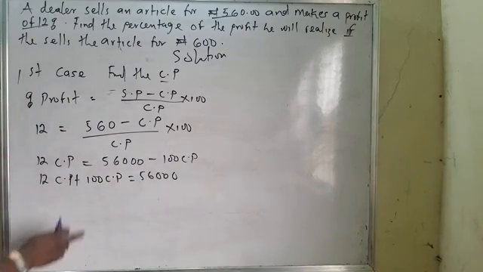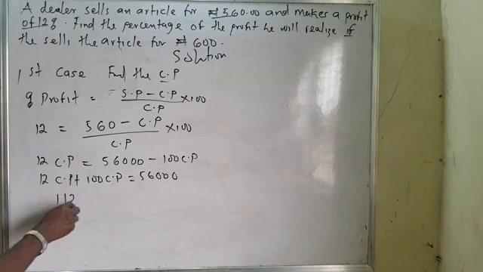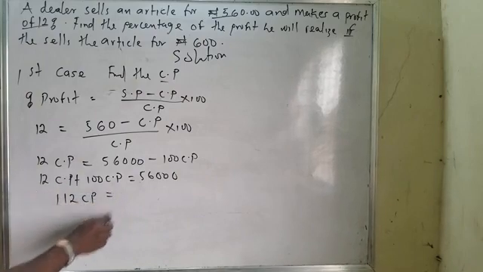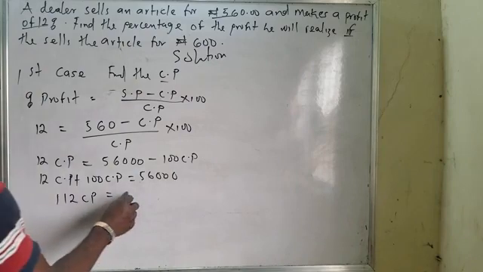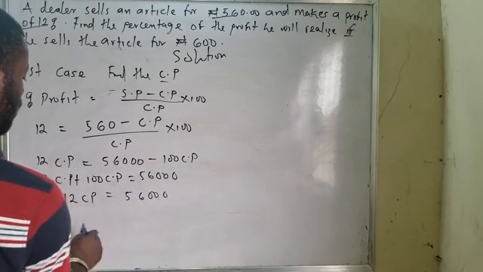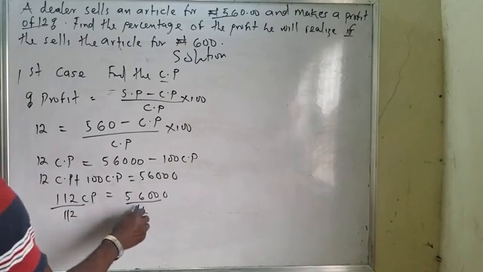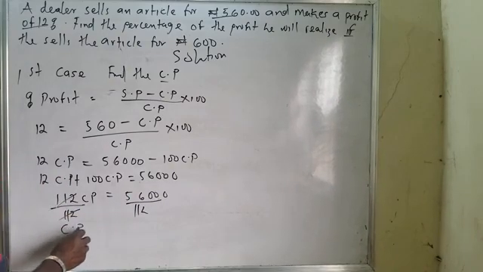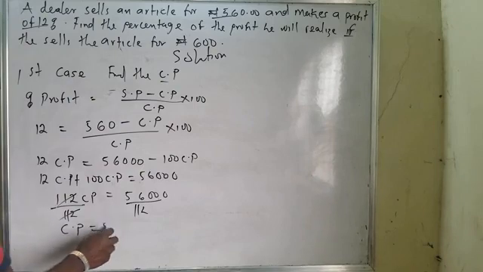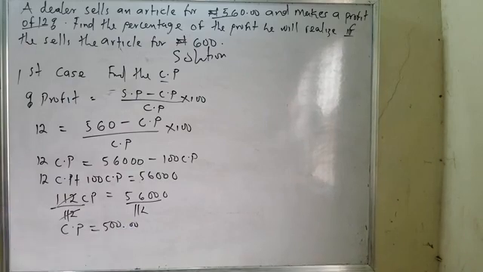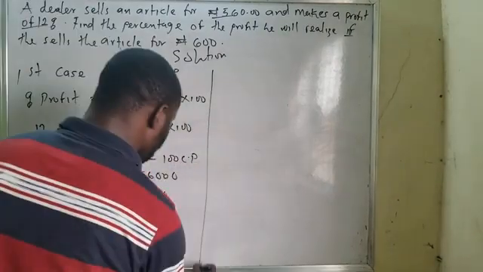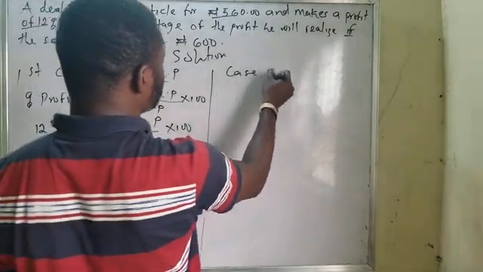Now, since I have this, it will be 212 cost price equals 56,000. I will divide both sides by 112. This will cancel, and my cost price will be equal to 500. Now, since I have 500 as the cost price, I will now go to case 2.